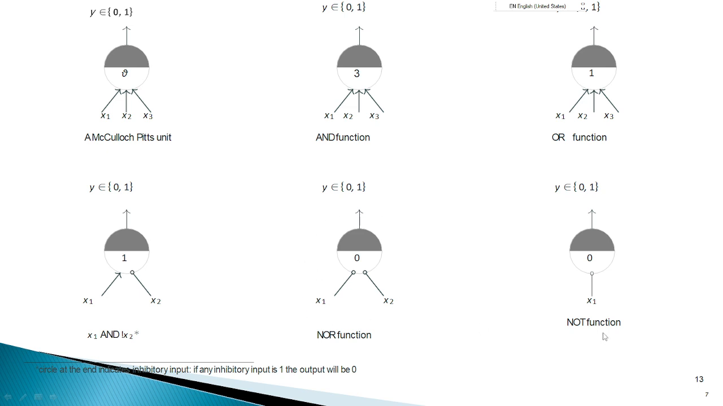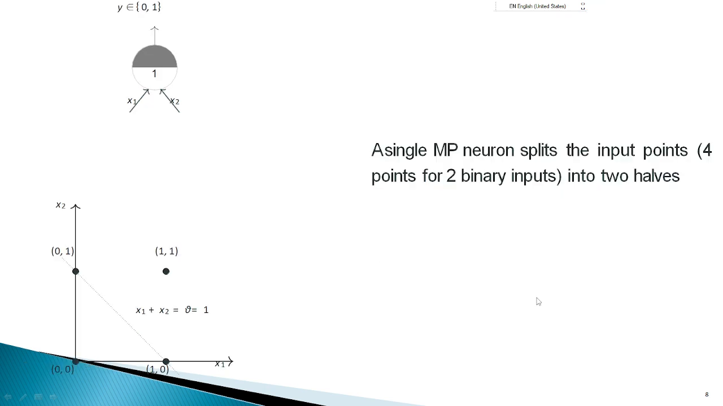Now the NOT function. What's the threshold here? The threshold is 0, so if the input is 0, the output is 1. If the input is 1, the output is 0. Why? Because we have an inhibitory input. The bubble implies it is inhibitory. So if the inhibitory input is 1, the output will be 0. So this is a NOT function.